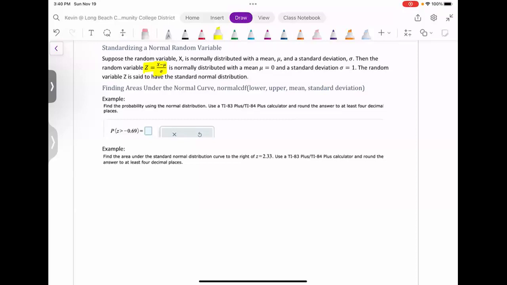All right. So what we're going to do for this first example is find the probability using the normal distribution. We're going to have to use the calculator for this, so get your calculators ready. And they want to know the area of the curve when z is bigger than negative 0.69. So I'm going to actually draw a picture here.